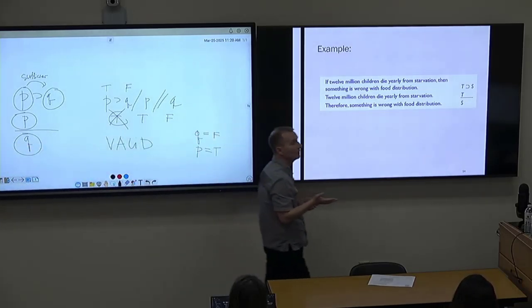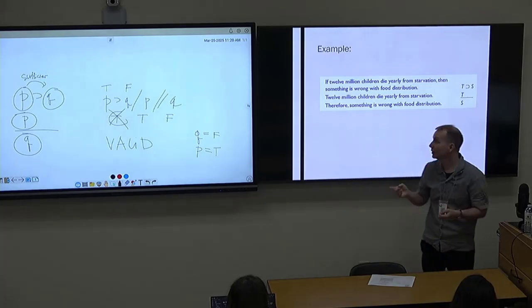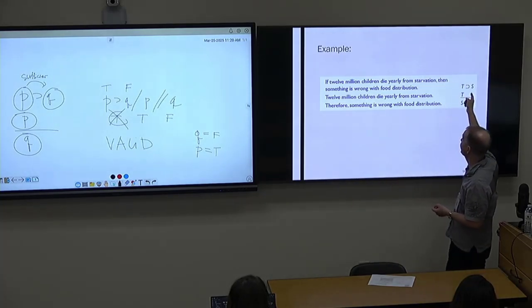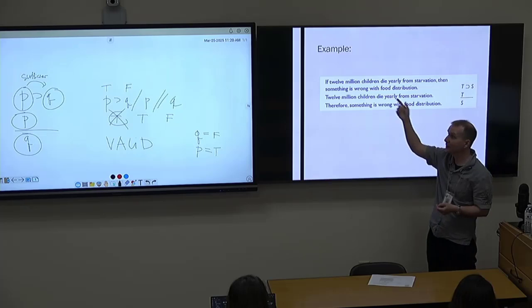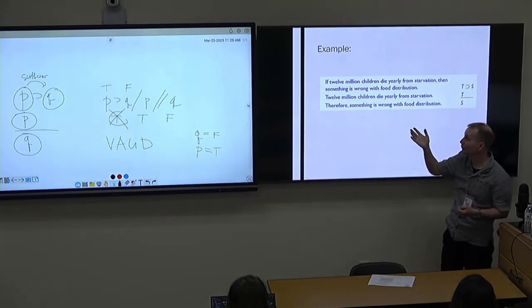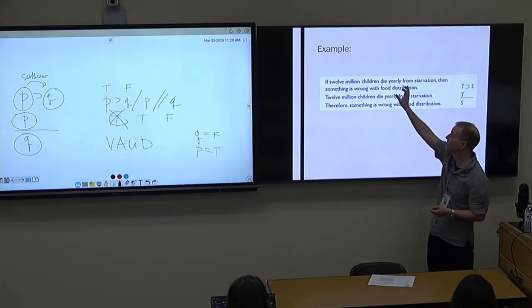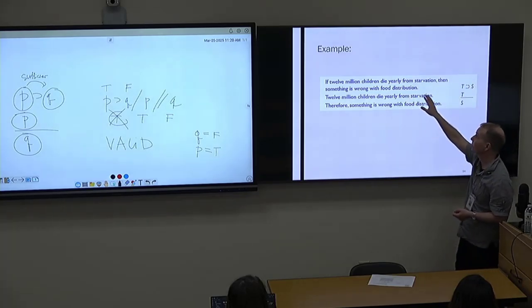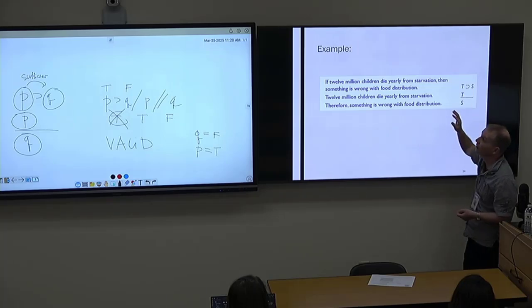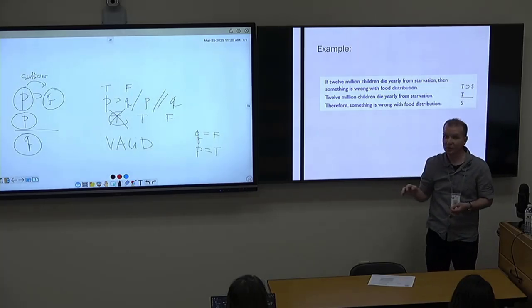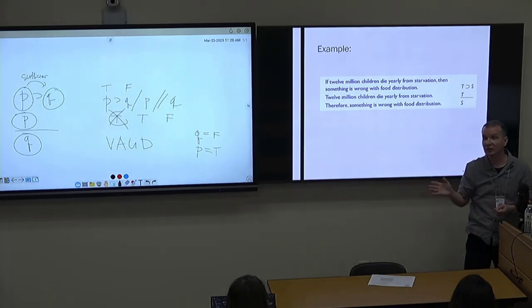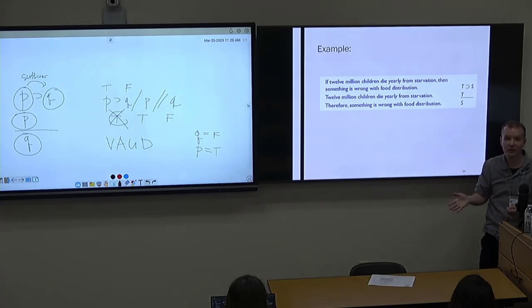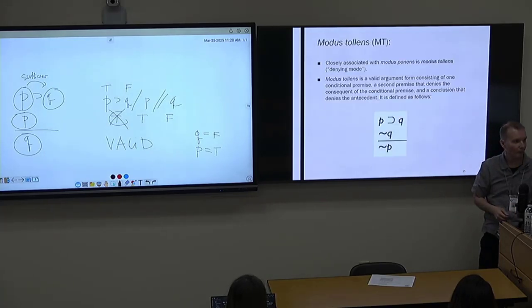Same exactly form. Here they are using T and S because this is specific propositions. 12 million children die yearly from starvation is T. Something is wrong with distribution is S. But lowercase p and q can stand for that or for anything else for that matter.